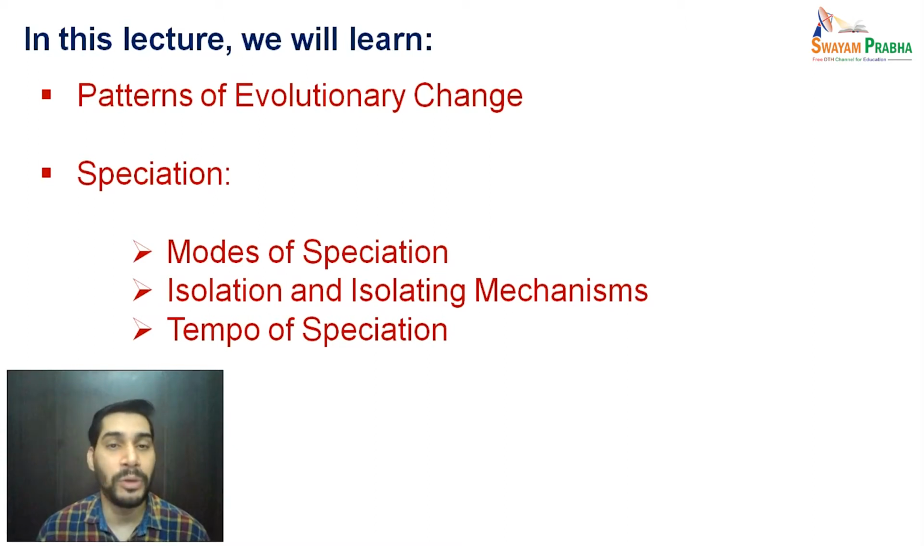Next, we will talk about various barriers or the isolating mechanisms which keep two species separate. That means the mechanisms which help the species to maintain their identity or integrity. Or in other words, these are the barriers or the mechanisms which help in the splitting of a population into 2 different species, or in other words, help in the formation of new species. We'll also discuss the tempo of speciation, that means the speed, the rate of formation of new species. So let us continue our discussion on these subheadings within this topic.